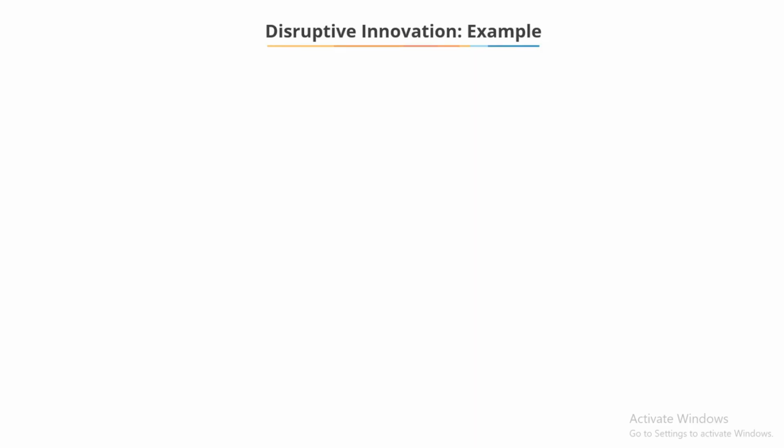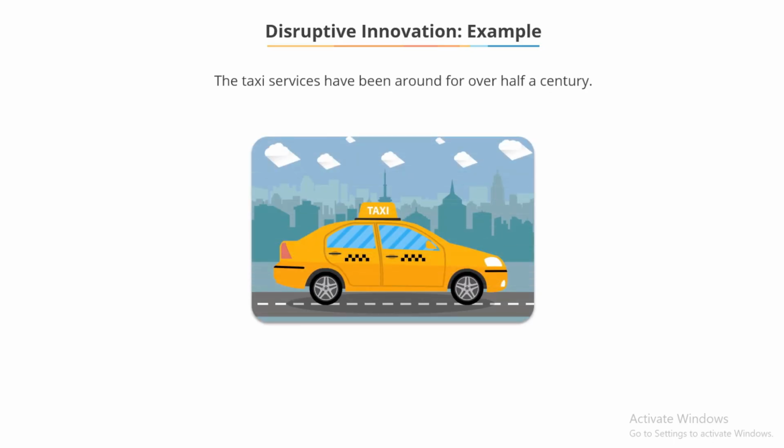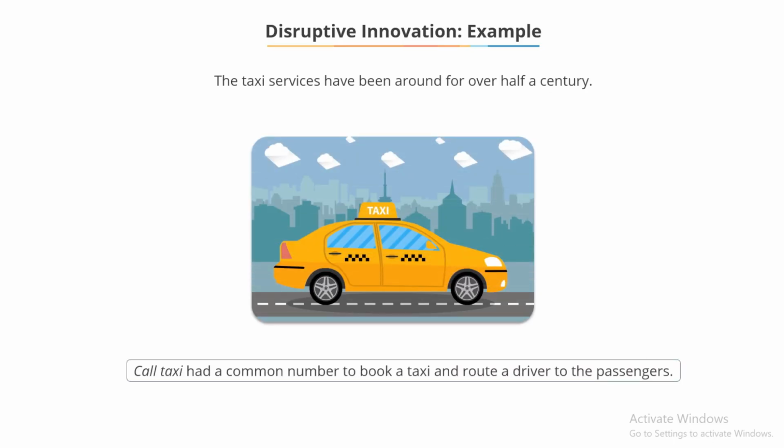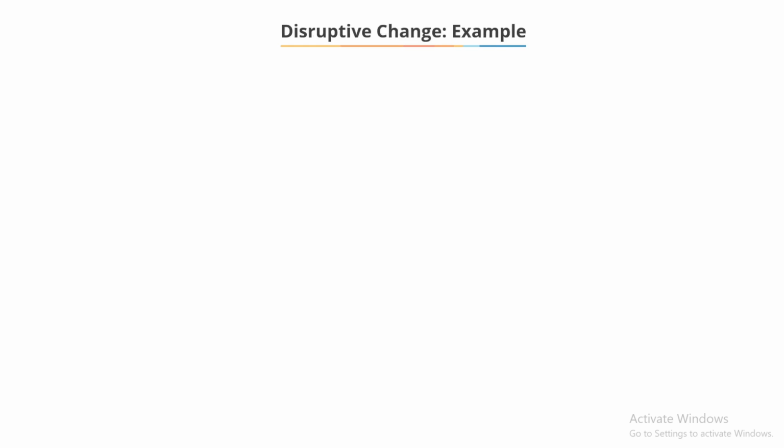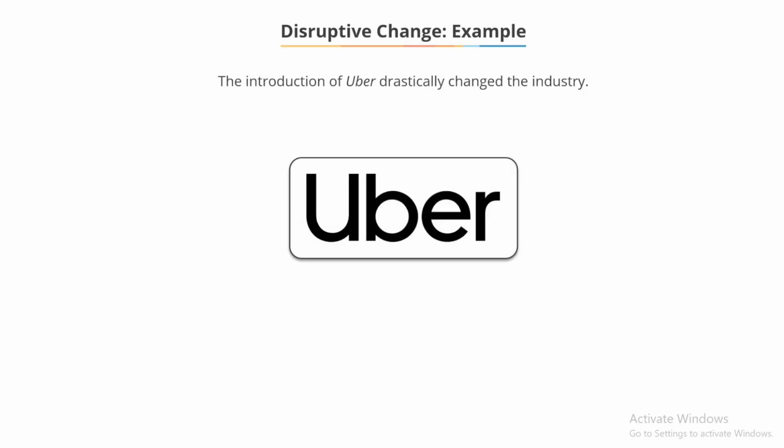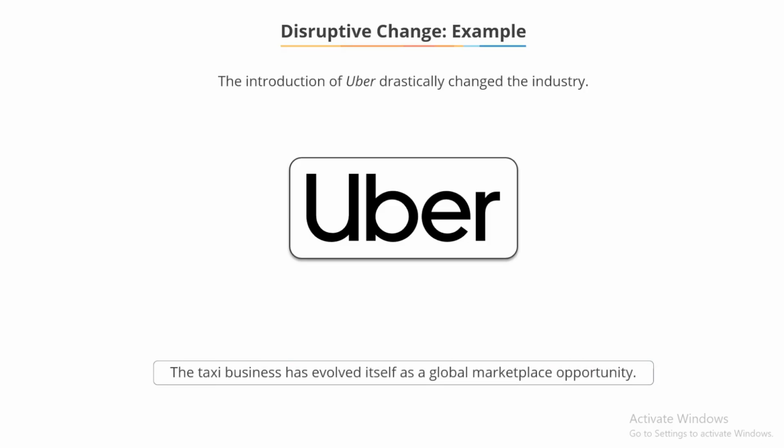Let's look at a classic example of disruptive innovation. The taxi services have been around for over half a century. There had been individuals and companies that have developed interesting business models like call taxi, which had a common number to book a taxi and route a driver to the passengers. However, the radical change engendered by the introduction of Uber drastically changed the industry and captured the global market in a short time. Thus, the taxi business, which was primarily local, has evolved itself as a global marketplace opportunity.